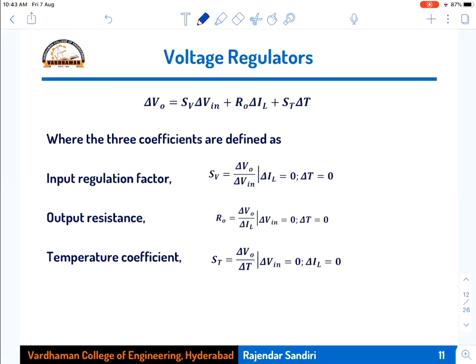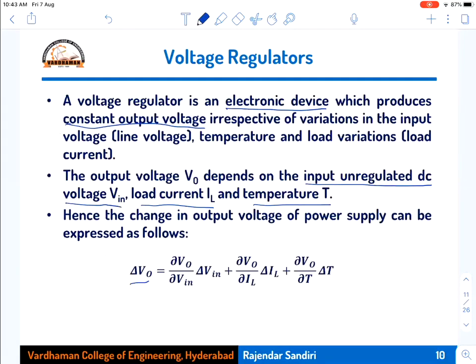Next, the same thing can be written as delta V naught, which is ∂V naught by ∂V in into ∂V in. This is nothing but the variation of output voltage with respect to variation of input voltage. Similarly, ∂V naught by ∂IL is the variation of output voltage with respect to variation of load current. Similarly, ∂V naught by ∂T is the variation of the output voltage with respect to variation of the temperature. Three parameters I have taken: input voltage V in, load current, and temperature.